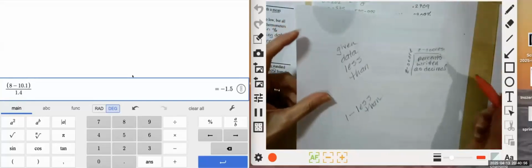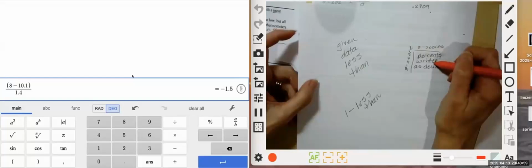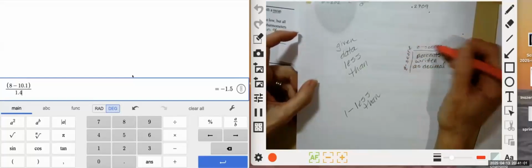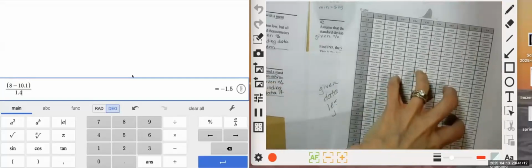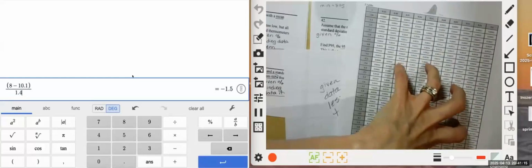I think these are different because we're given the percentages, right? We're given the 95th percentile, so we're given percent. Oh, where's the paper that I wrote that on? Okay, so we're given the percent. Now we're finding the z-scores. So we're given the 95th percentile, so we'll start by looking up the 95th percentile inside here.